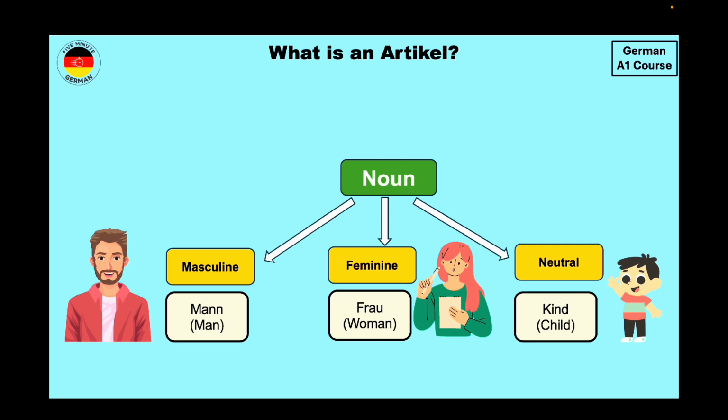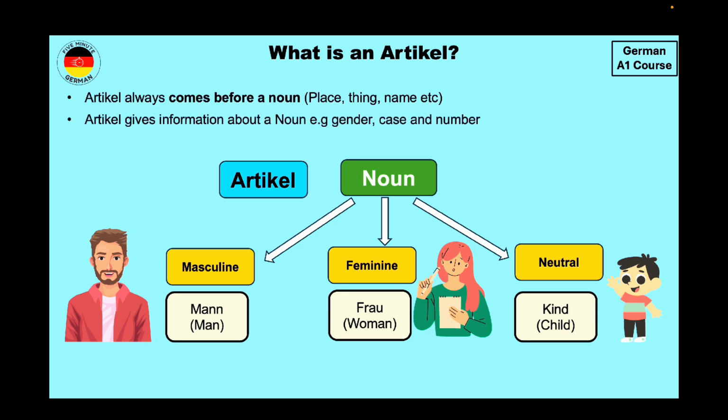An article is something which comes before the noun, and it gives information about the noun. For example, gender such as masculine, feminine or neutral, whether it is a subject or an object, as well as its number, whether it is singular or plural.